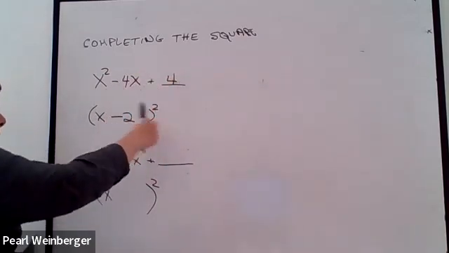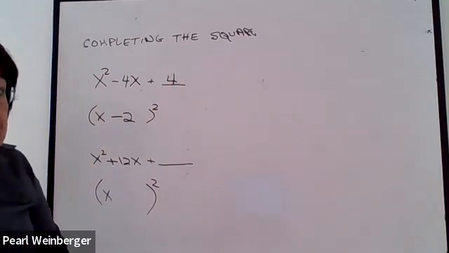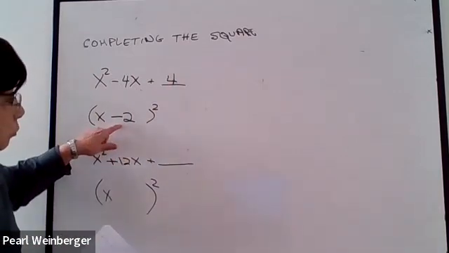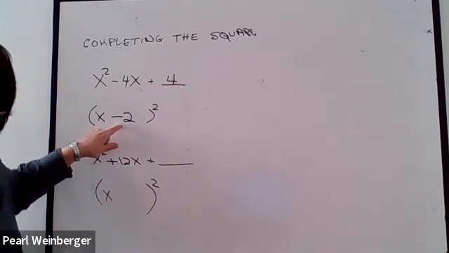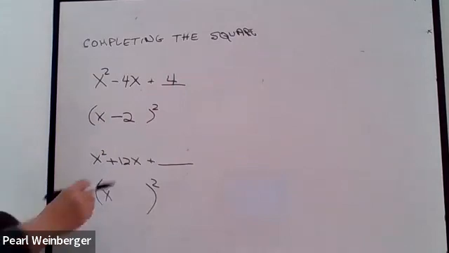The number that you're adding at the end will always be a positive number, because whenever you square a number, whether it's positive or negative, it's going to give you a positive answer.